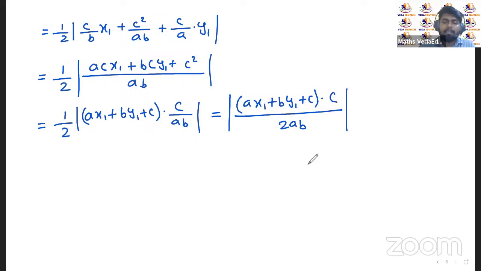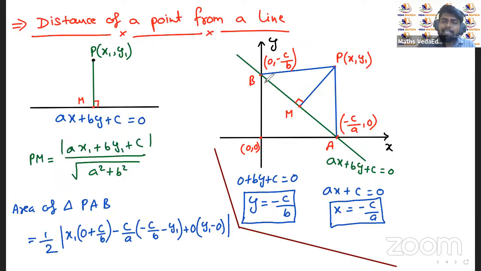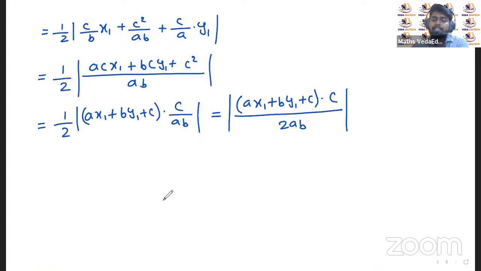Now, if we look at this triangle one more time, you can see here one perpendicular line is given and we can easily find the base length. We can apply the area of triangle formula, that is half into base into height. Here half into AB into PM. So area of triangle ABP, or PAB, anything.